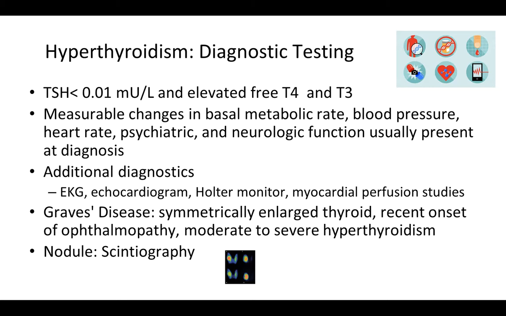Arrhythmias. And you can do myocardial perfusion studies if you think that the patient is kind of cardiotoxic. And Graves' disease will typically present as a symmetrically enlarged thyroid. They may have a recent onset of ophthalmopathy, and they may have moderate to severe hyperthyroidism. Typically, patients with Graves' disease do not have a mild disease. If the patient has a thyroid nodule, we work this up with scintigraphy to identify whether or not that nodule is producing the hormone or not.